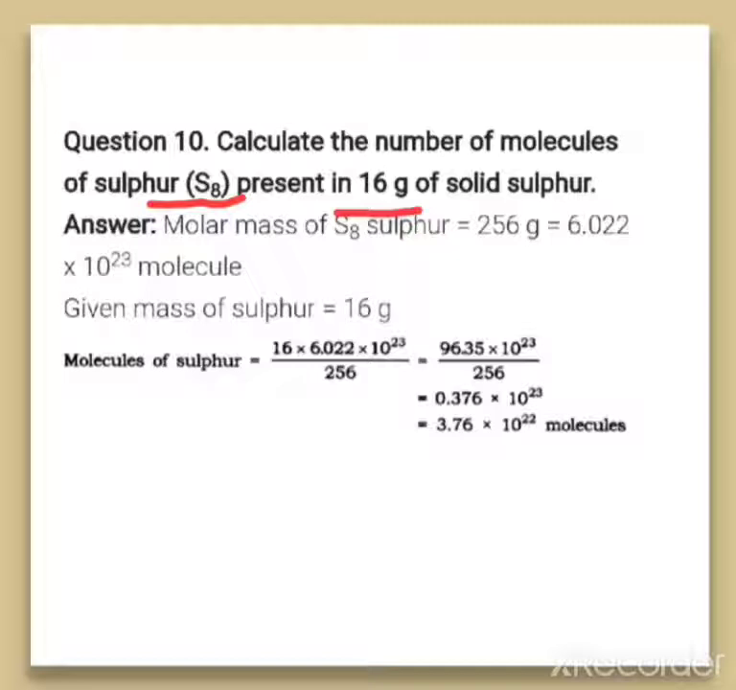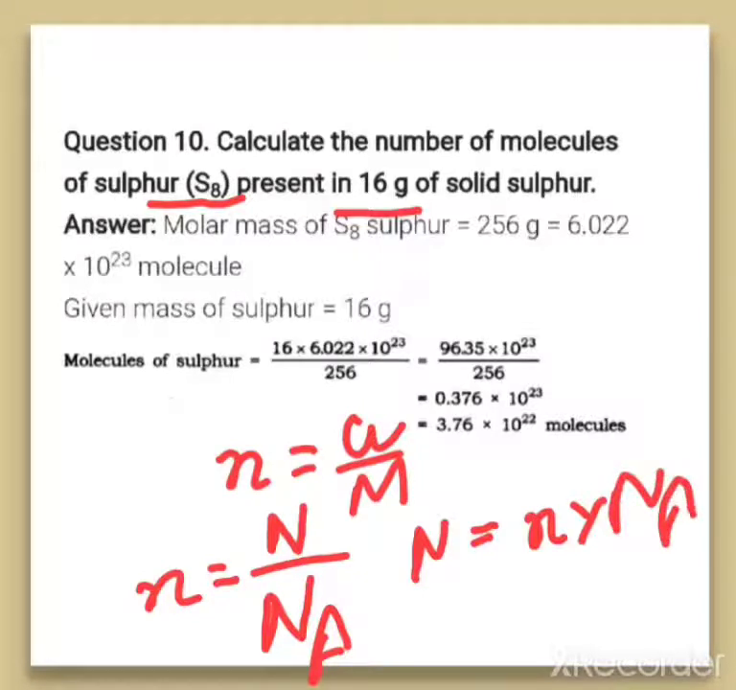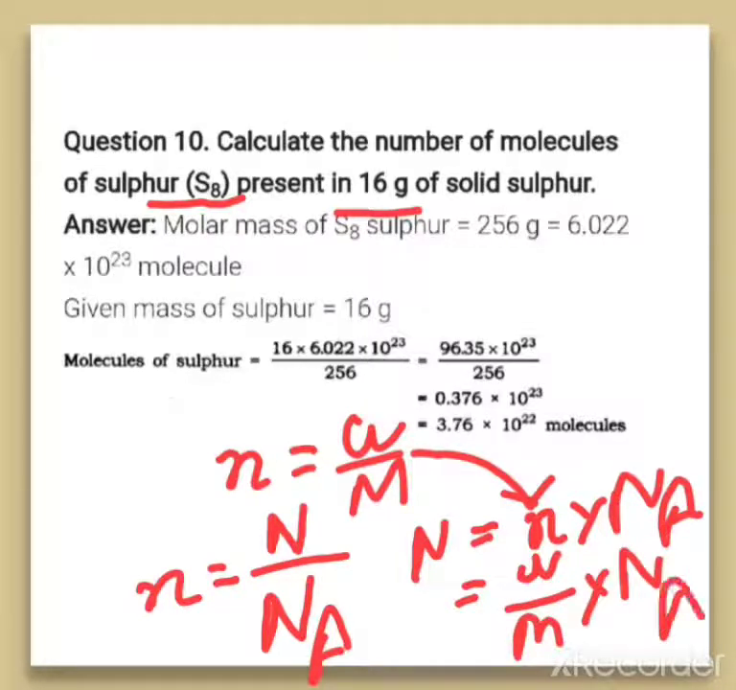So which formula will we be using? We have already learned a formula, that is number of moles is equal to given mass by molar mass. But we have to find the number of particles. We have also learned that number of moles is equal to the given number of particles divided by Avogadro number. So we have to find capital N here. N is equal to small n into Na, Avogadro number. Substituting the value, capital N is equal to W by M into Na. Now we will use this formula, number of particles is equal to W by M into Na.